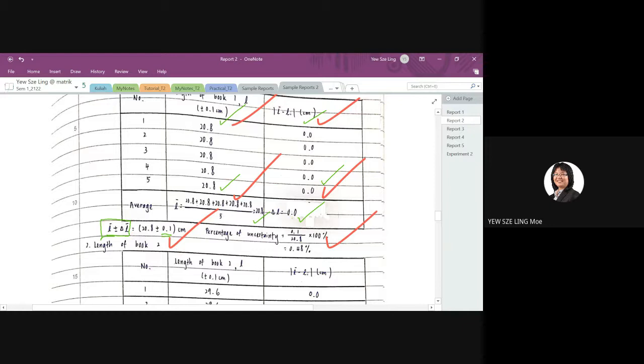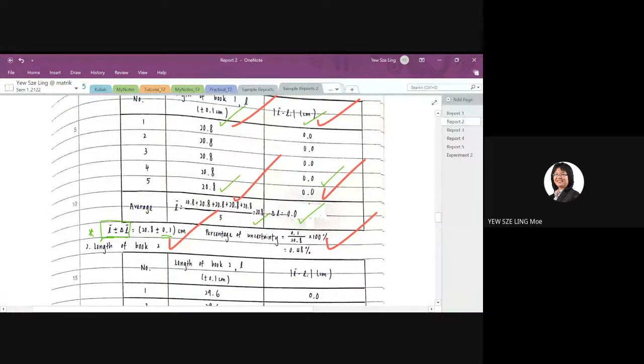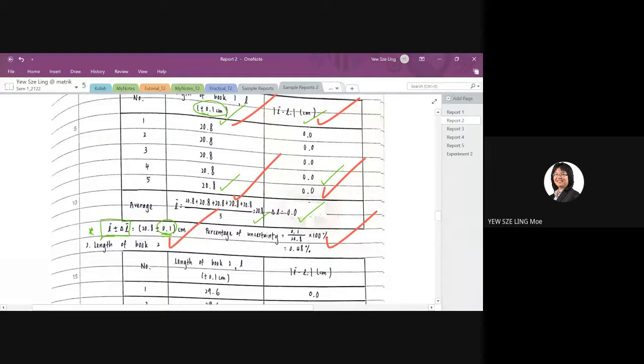But when you write it down as an answer, in the result form, L plus minus delta L, you write down 20.8 plus minus 0.1. So where do I get this value? I got it from the header. The header tells me that the measuring apparatus that I use has a sensitivity of 0.1 cm. Therefore, here I use 0.1 because this is the smallest value that we can get. We can't get any smaller than this.